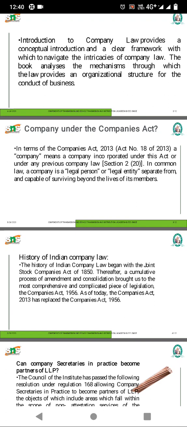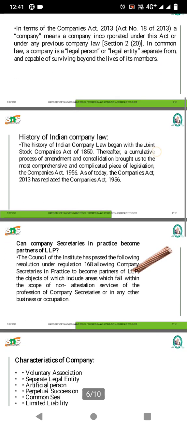Act number 18 of 2013, a company means a company incorporated under this Act or under any previous company law, Section 2, subsection 20. In common law, a company is a legal person or legal entity separate from and capable of surviving beyond the lives of its members.